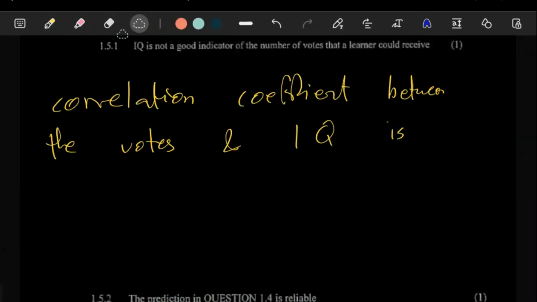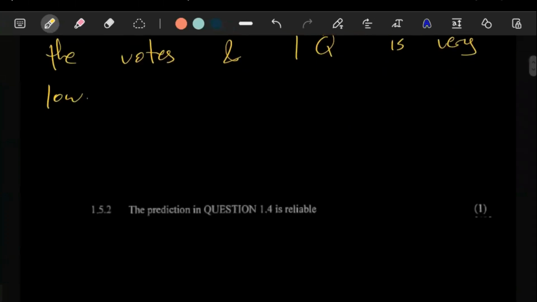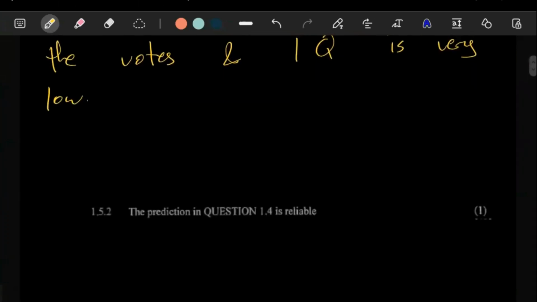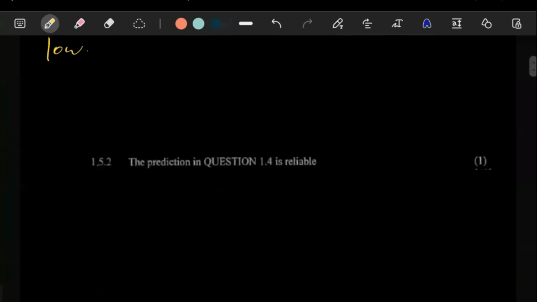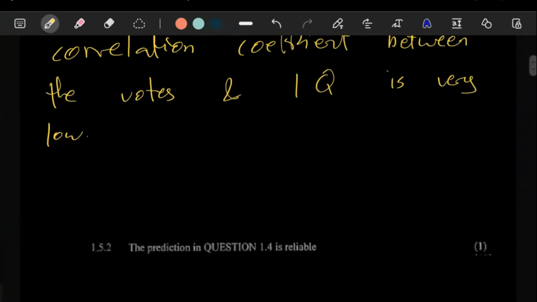Keyword very, because if it's almost like a straight line that you're going to draw there, it means the correlation coefficient between the votes and the IQ is very low. See, there we go. Now they said here for question 1.5.2, the prediction in question 1.5, what is the question now? Using your scatter plot in the table, provide a reason why the prediction in question 1.4 is reliable.